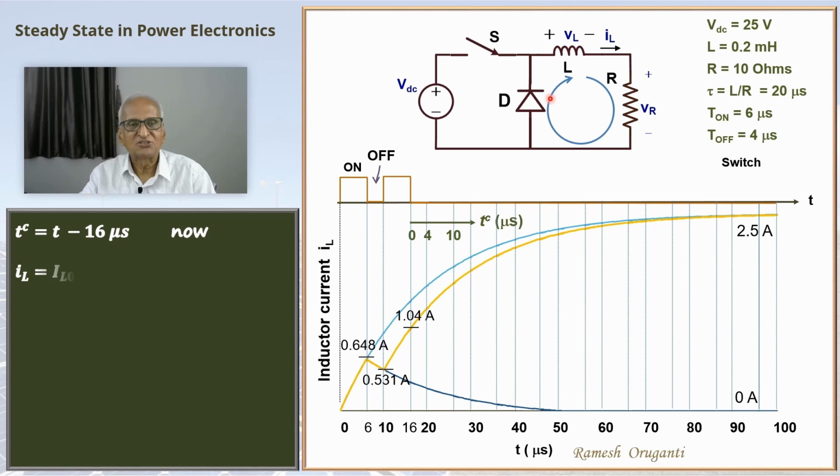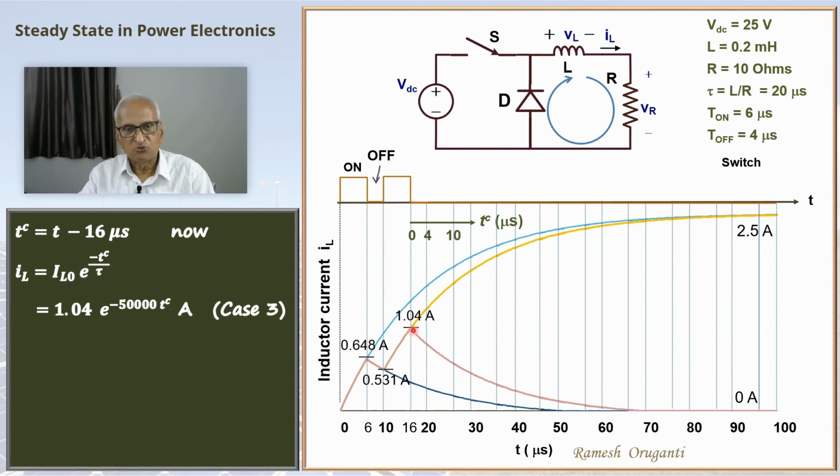The solution is an exponential decay. IL is IL0 e power minus Tc by tau. I can substitute for IL0 and we get this, and it can be plotted. So from 1.04 amperes, it decays down to 0 amperes. This is the steady state of this circuit if you treat it as a standalone DC circuit.